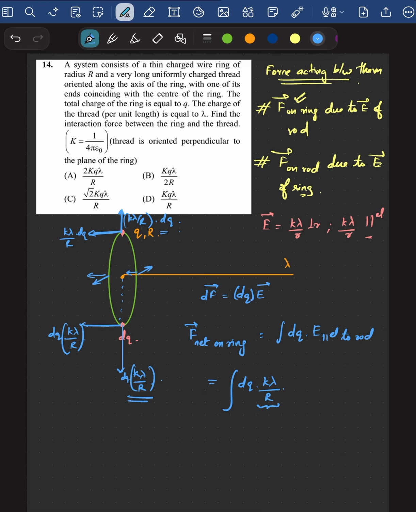K lambda by r, the parallel component of field, is the same at all points. So k lambda by r is a constant in this integration. So this becomes equal to k lambda by r into integral of dq. And integral of dq is nothing but the total charge on the ring. So this becomes equal to k lambda Q by r, right? So the answer for this question will be option number D. So hopefully this question made sense. I'll see you guys in the next question.